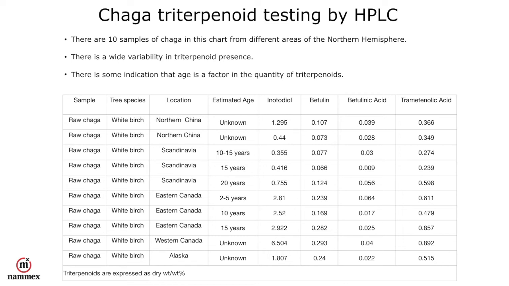So the most interesting part of this study is that there is a very, very wide range of triterpenoids in chaga, which is going to have a significant effect on the benefits that one is going to derive from chaga. So doing HPLC testing for chaga triterpenoids is going to be very important for anybody looking at the quality control of their chaga product.